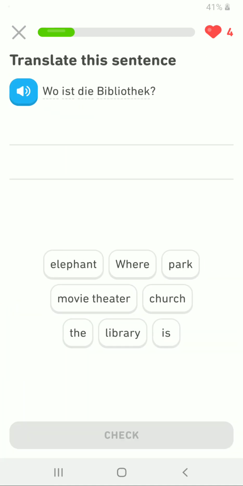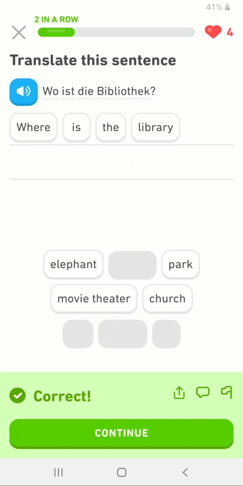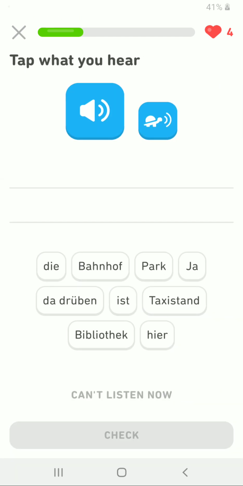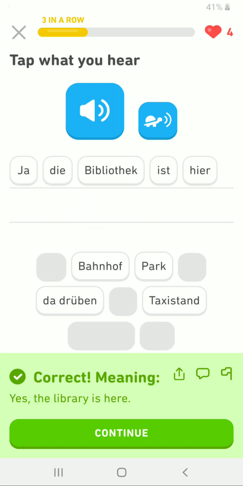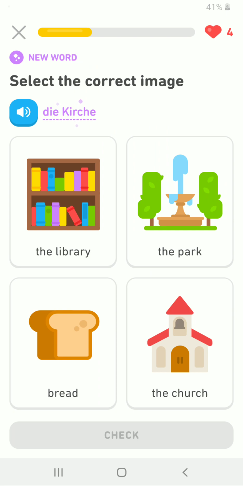Die Bibliothek. Wo ist die Bibliothek? Where is the library? Easy. Ja, die Bibliothek ist hier. Notice that Bibliothek is die, feminine. Die Kirche. Kirche. Die Kirche is the church.